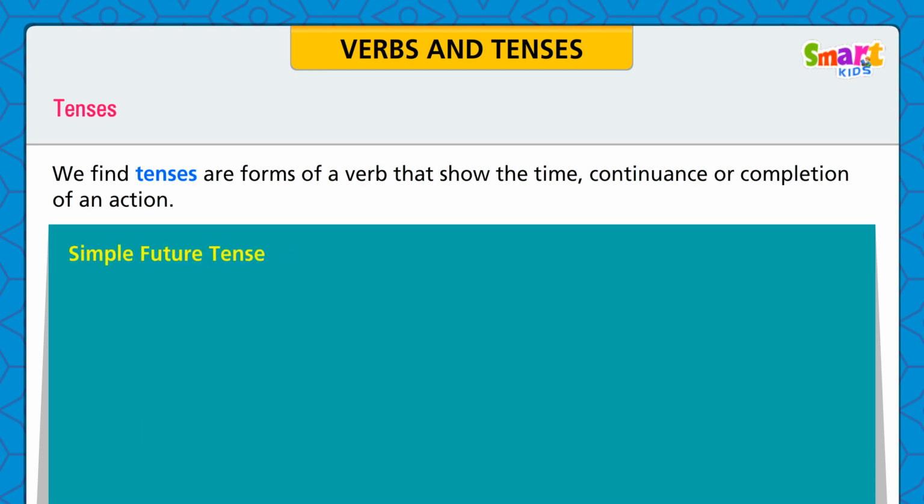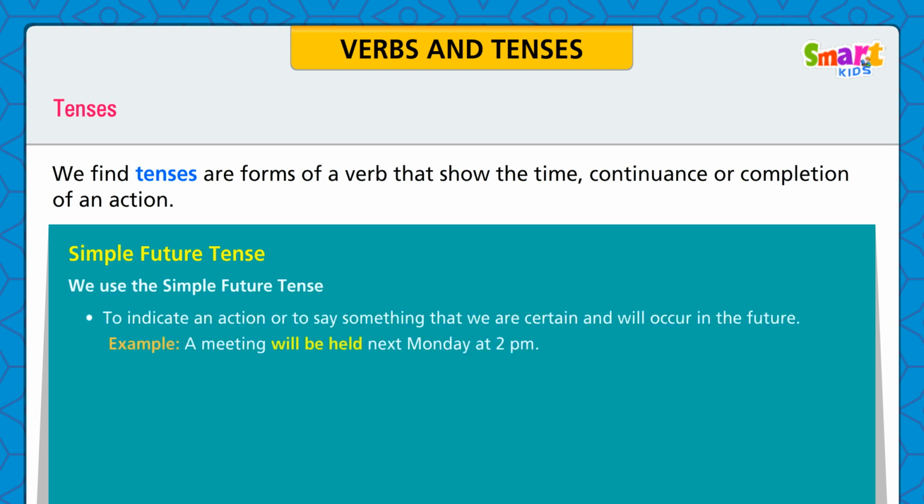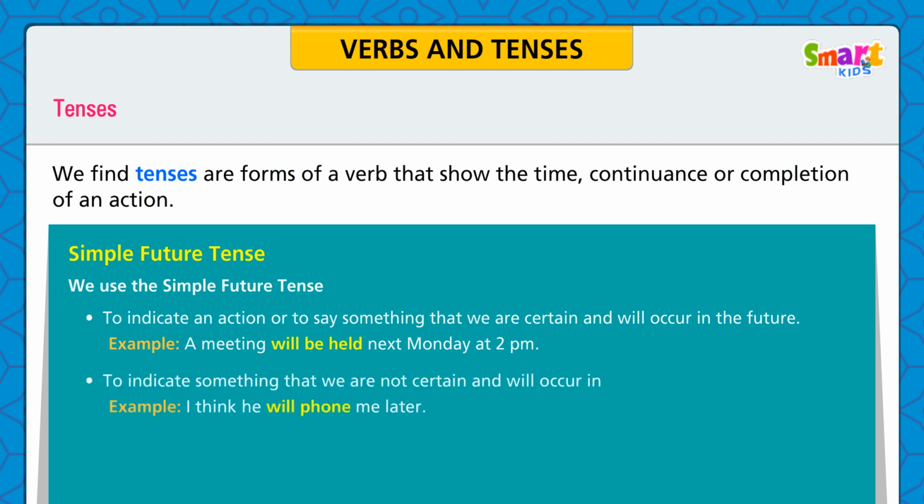Let us learn the usage of simple future tense. We use the simple future tense to indicate an action or to say something that we are certain will occur in the future. For example, a meeting will be held next Monday at 2 p.m. To indicate something that we are not certain will occur. For example, I think he will phone me later.